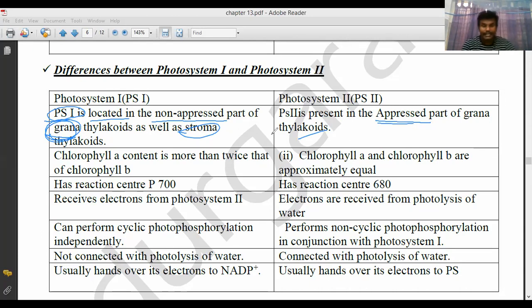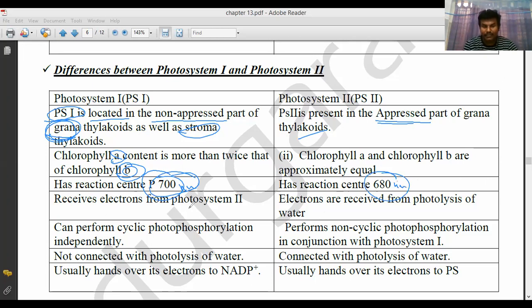Next, in PS1, chlorophyll A content is more than twice that of chlorophyll B. In PS2, chlorophyll A and chlorophyll B are approximately equal. Photosystem 1 has the P700 nanometer reaction center, and photosystem 2 has the P680 nanometer reaction center.